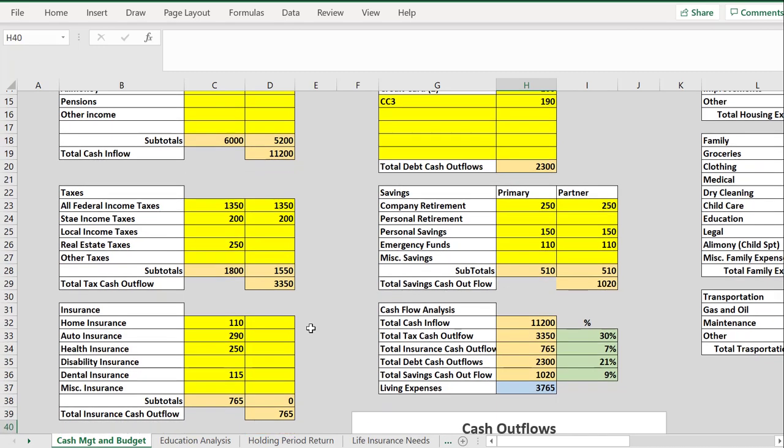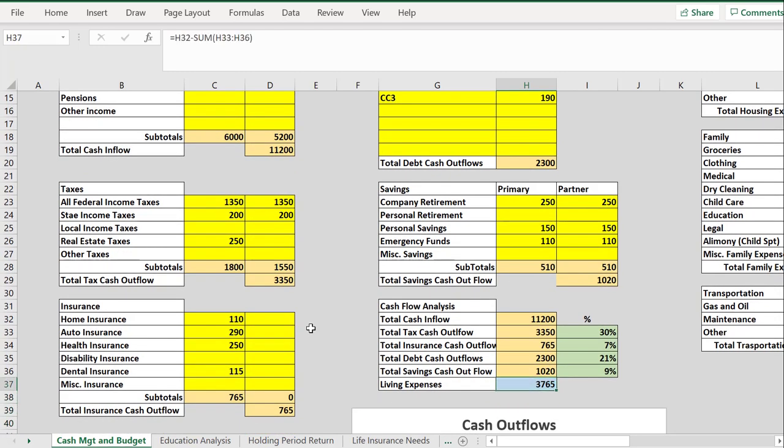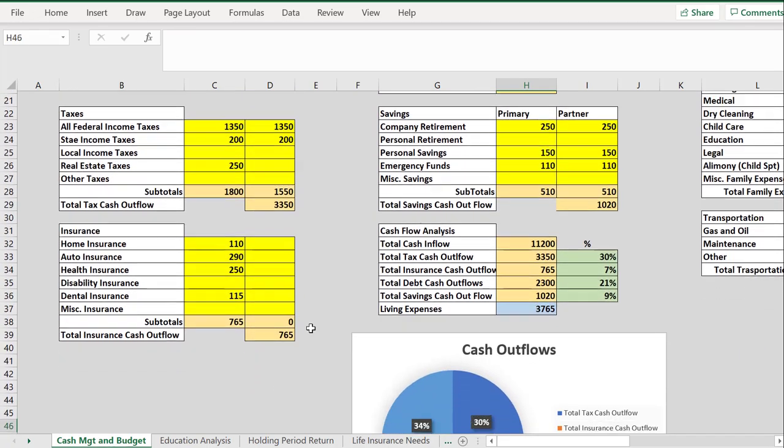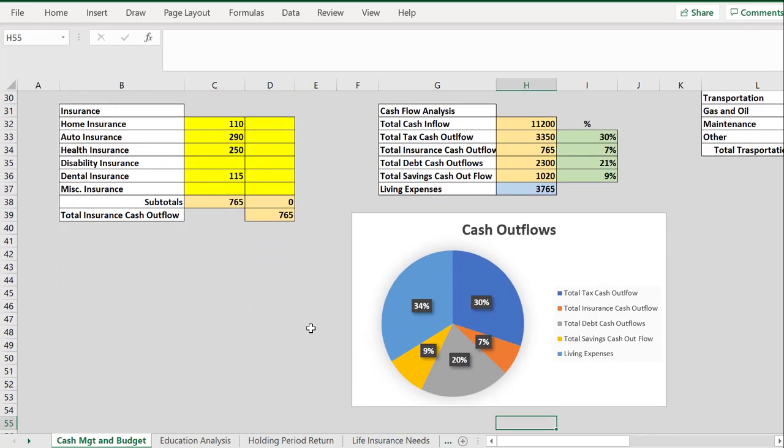So in the end, what do we know? We know that $11,200 comes in the door, and these are the cash flows from each one of these areas. So if we look at the bottom, we have a little graph that shows us the percentage going into each area, if you will. So in this case, for debt, that's just great. We have about, looks like 20% goes to debt.